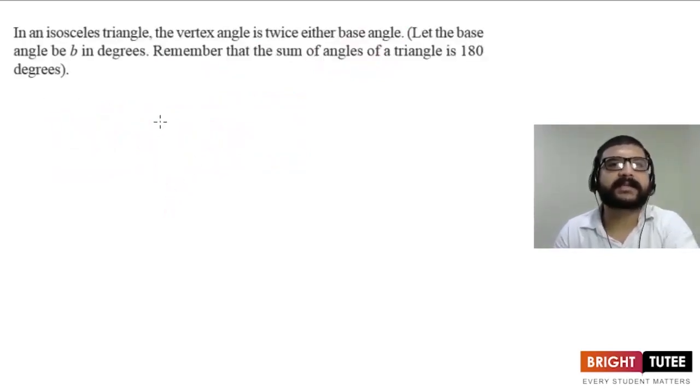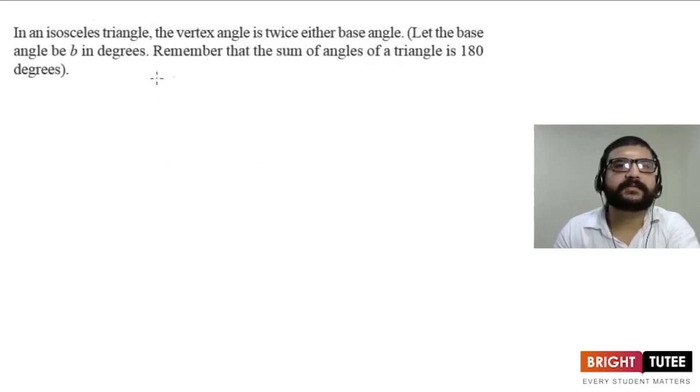Now here is the last question of this video. One statement is given to us. We have to write the equivalent equation to this statement. So here it is given: in an isosceles triangle, the vertex angle is twice either base angle. Let the base angle be B in degrees.